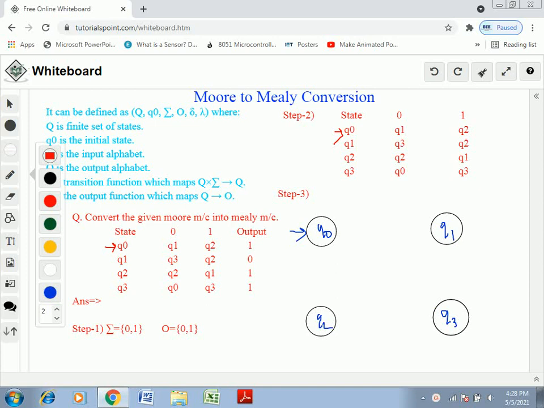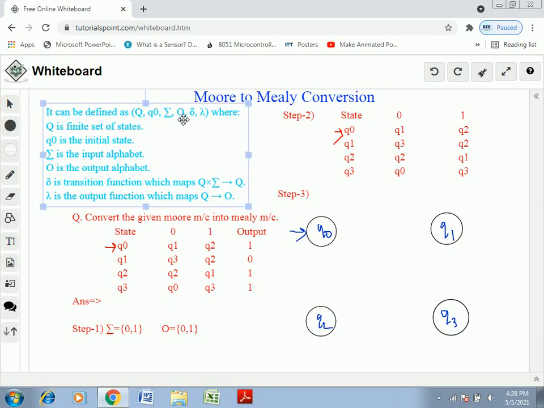Basically we have used 6 tuples in Mealy and Moore machines. These 6 tuples are Q, Q0, Sigma, O for output, delta and lambda. Q is the finite set of states, Q0 is the initial state, Sigma is the input symbol, O is the output alphabet, delta is the transition function, and lambda is the output function. In this we have to see the conversion of Moore to Mealy machine.